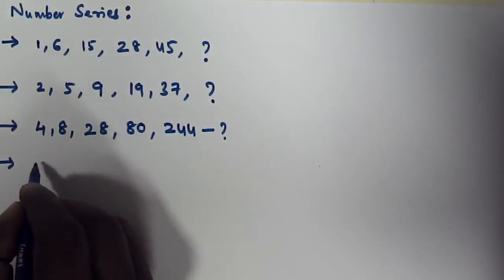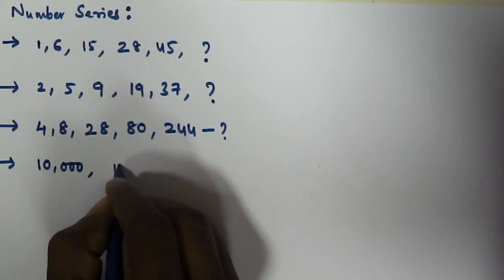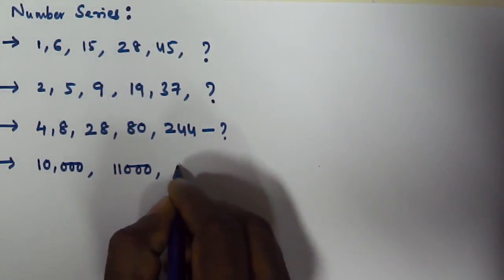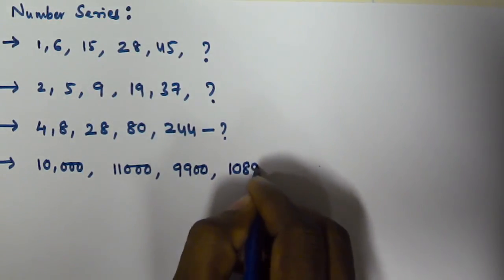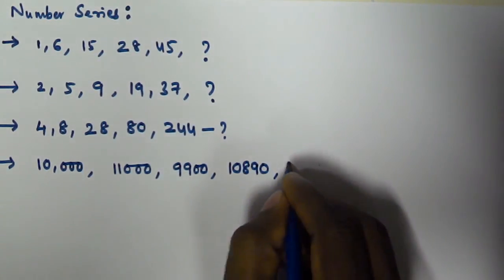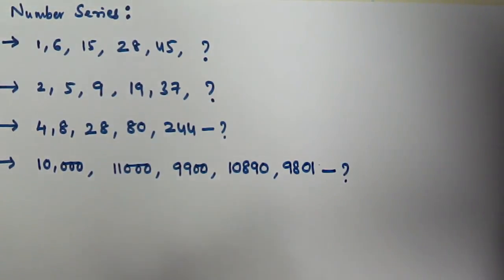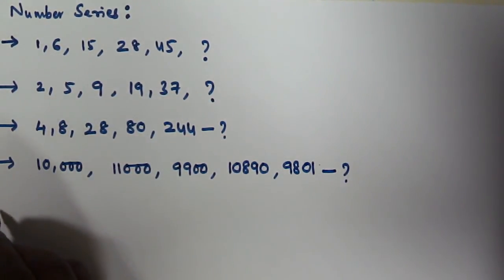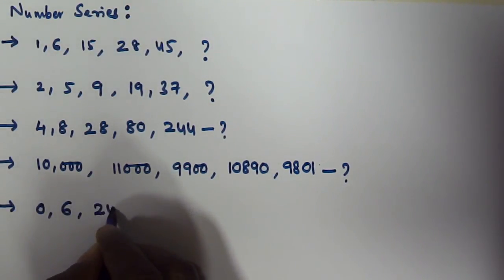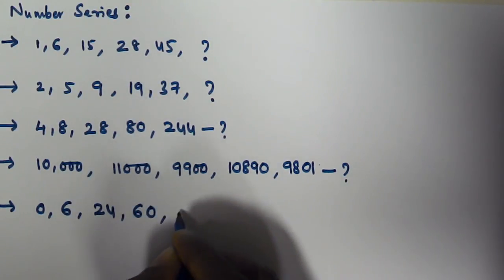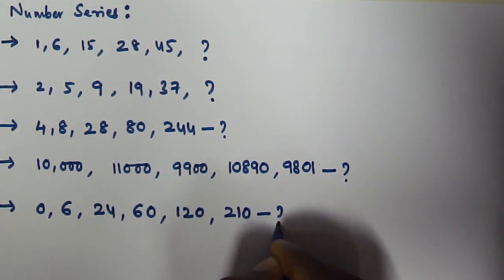The fourth problem is 10,000, then 11,000, then 9,900, then 10,890, then 9801, and what number comes next? And the next one is 0, 6, 24, 60, 120, and 210. So what number comes next?